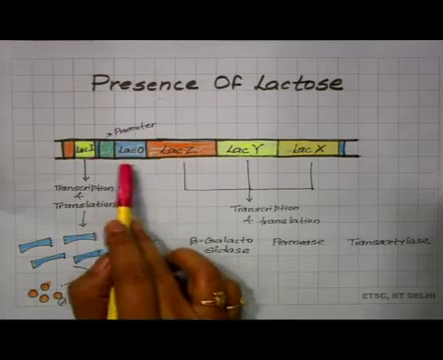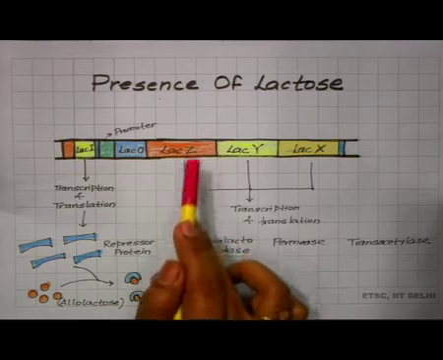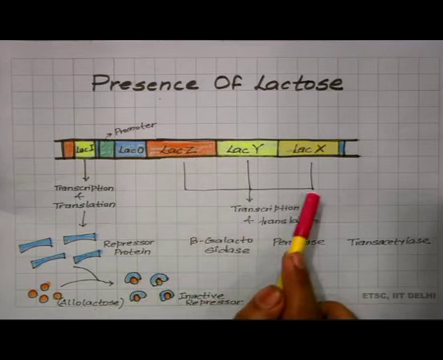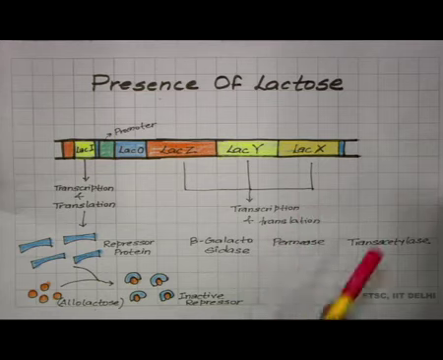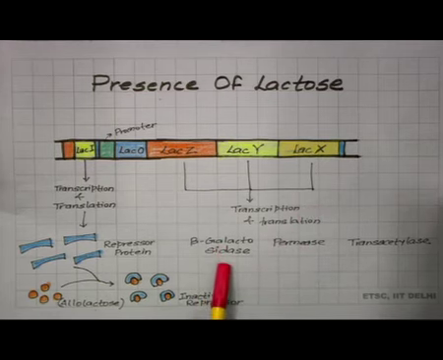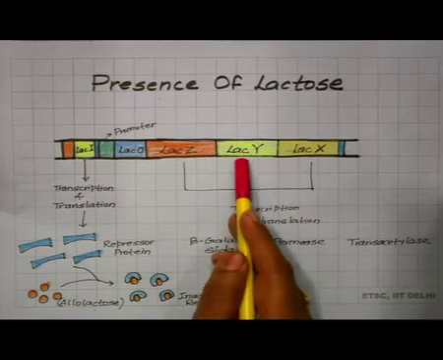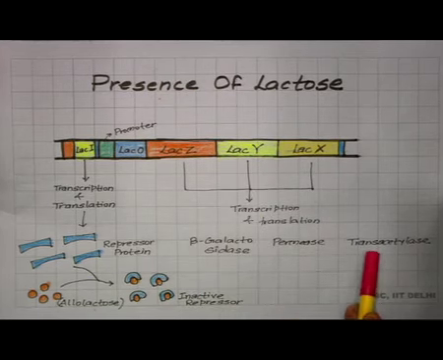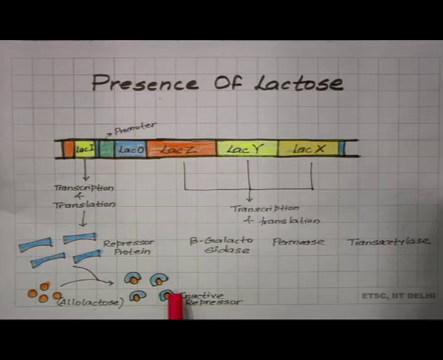RNA polymerase can bind over the promoter, it will move towards the structural genes, and it will transcribe these structural genes to synthesize the messenger RNA. Then the messenger RNA will synthesize the respective proteins: beta galactosidase by LAC-Z gene, permease by LAC-Y gene and transacetylase by LAC-A gene. So, the genes will be in switched on condition in the presence of lactose.